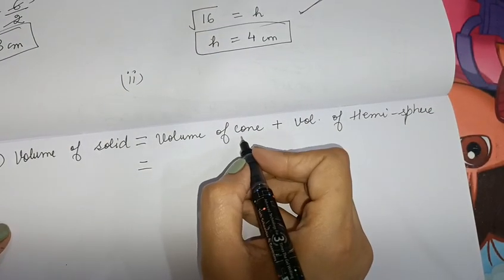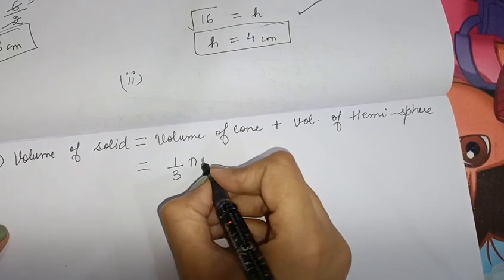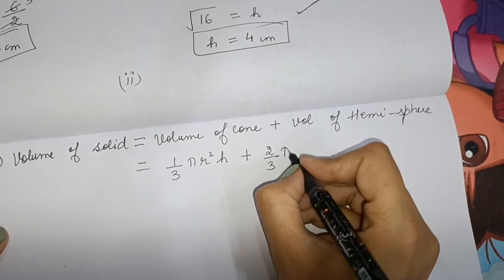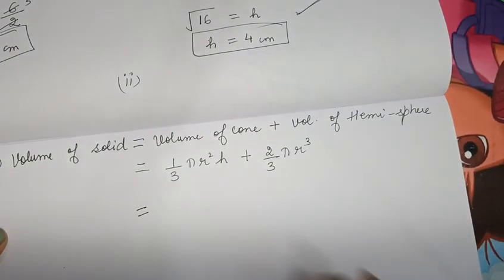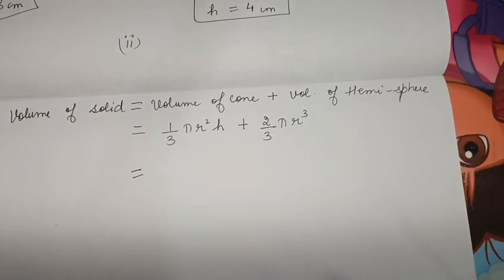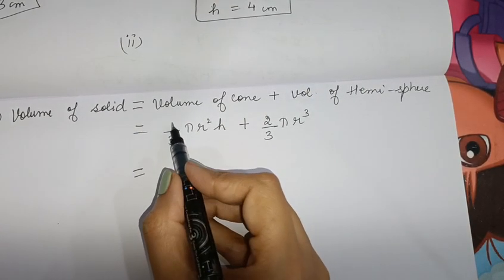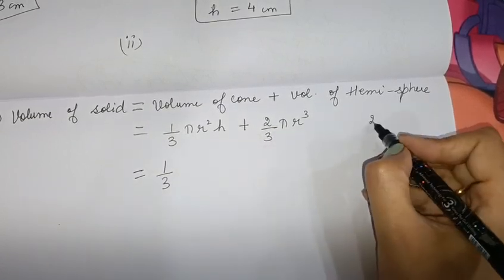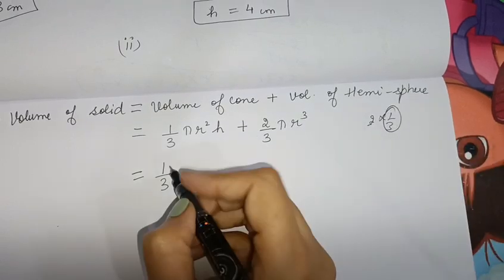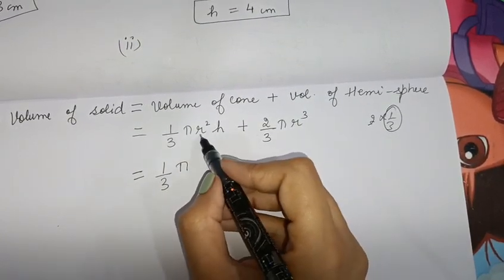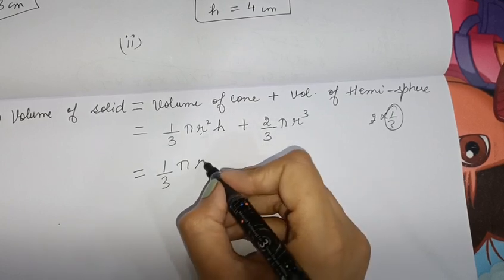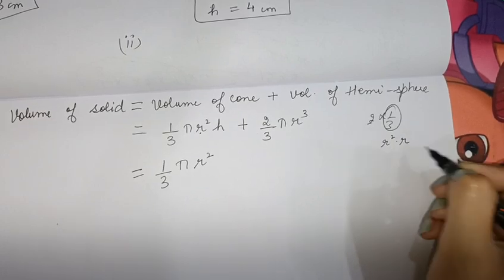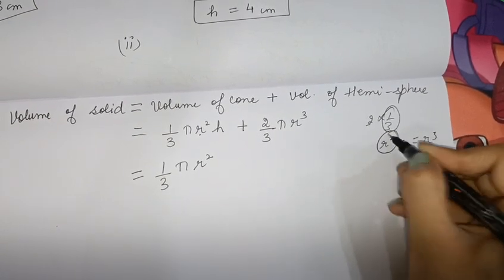Volume of cone's formula we know: 1 by 3 pi r square h. Volume of hemisphere's formula we also know: 2 by 3 pi r cube. Now whatever can be taken out common, we can take common and then simplify it. So 1 by 3 can be taken out common, because 2 by 3 also means 2 into 1 by 3. So 1 by 3 I am taking common, then pi also we can take common. R square also we can take common, because r cube also means r square into r.